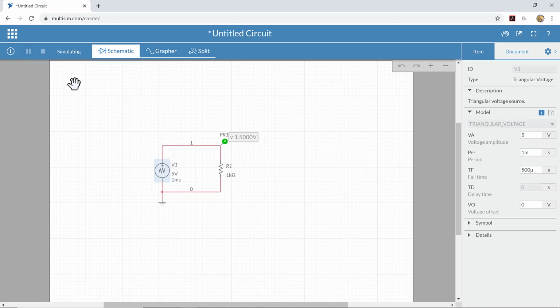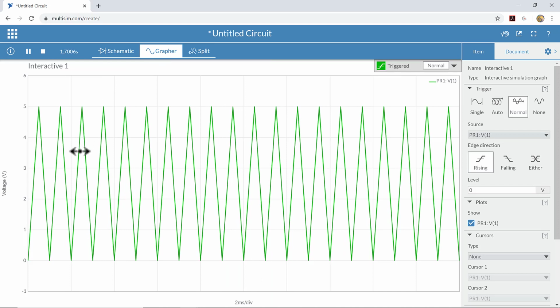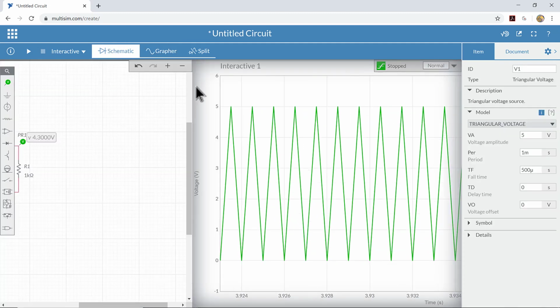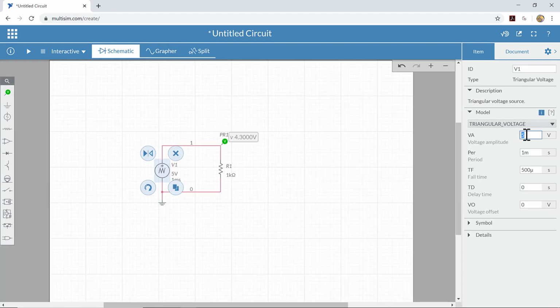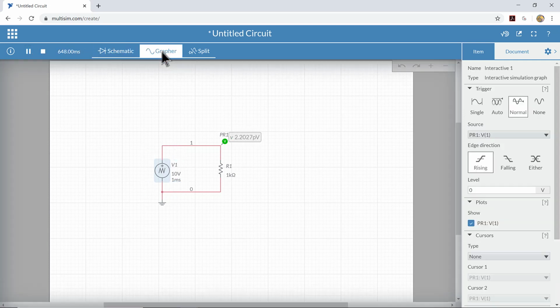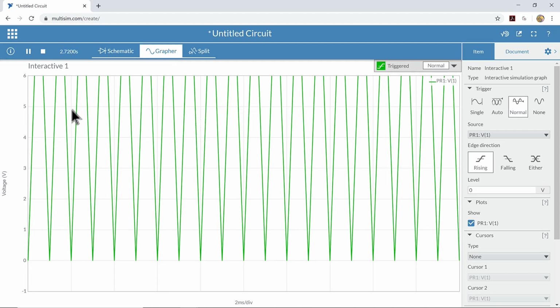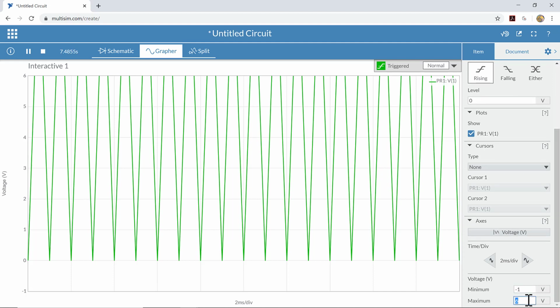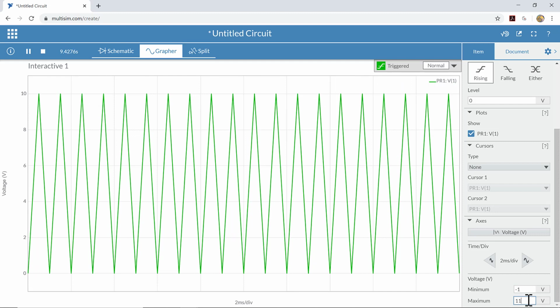When I run this and I look at the grapher, I can see that indeed there is 5 volts from the bottom to the top of my wave. If I change this amplitude and make it 10 volts and run this again and go back to my grapher, now we can't see the top of the wave, so I can make my maximum voltage 11 volts here, and now we can see that the wave does go up to a highest amplitude of 10 volts.